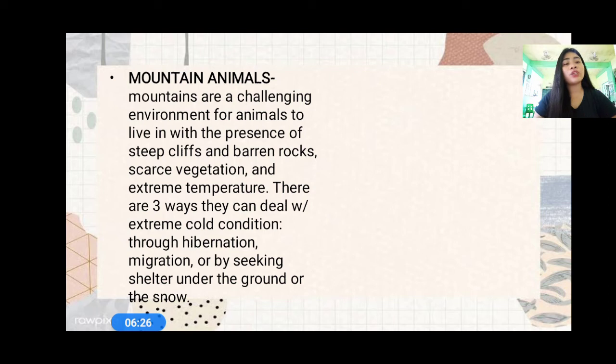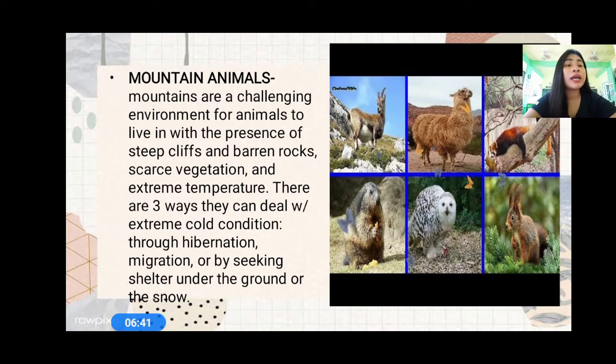Now, there are three ways on how animals deal with extreme cold conditions. So they either hibernate, migrate, or they seek shelter under the ground or snow. So these are some of the animals in the mountain. Most of them are in the families of sheep. Okay, but we also have rabbits, and then we have birds. So those are the mountain animals.